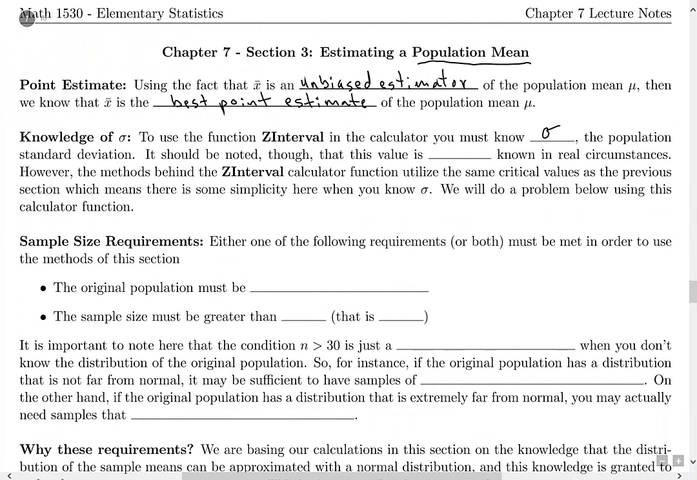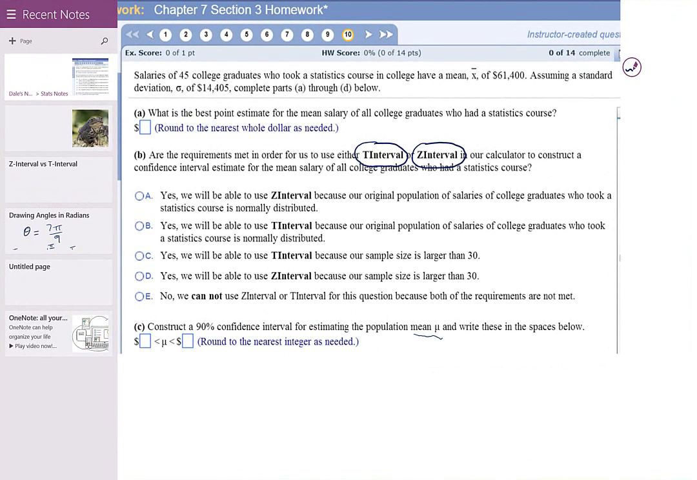Now, it's not going to be often that you know sigma. A lot of times in real life, it's rare that you actually do know that. And in the case where you don't know it, that's when you're going to have to use t-interval. In a lot of the problems on the homework, you'll see the little symbol for sigma in the problem itself. So that's how you know to use z-interval on these kinds of problems, okay? That's the one we're going to end up using.